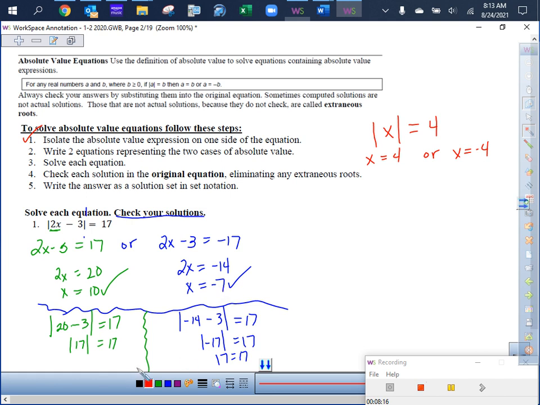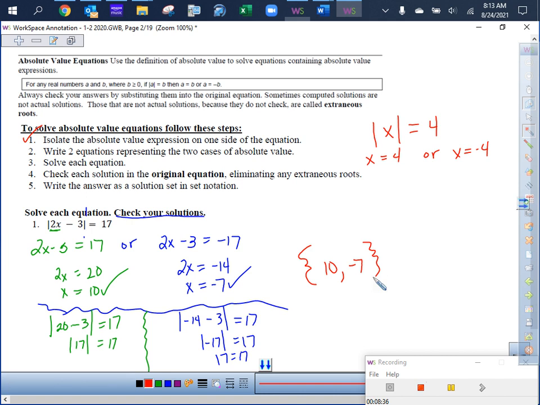So if you still got room down below, you can put them down below. We can also put them off to the side. Here's a solution set. It's that fancy little bracket like this. 10 is a solution, and so is negative 7. It doesn't matter what order you put them in. If you put negative 7, 10 in there, that's fine.